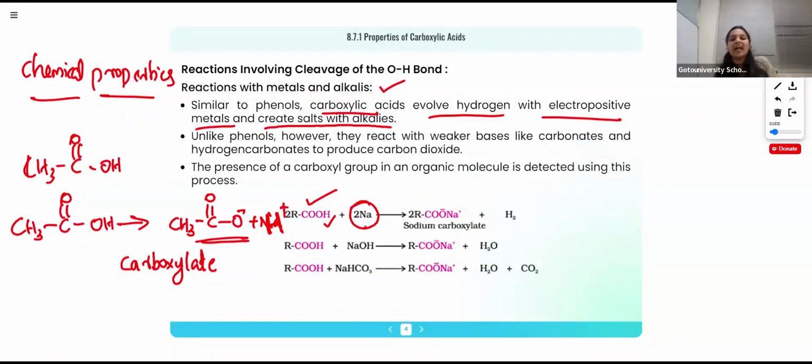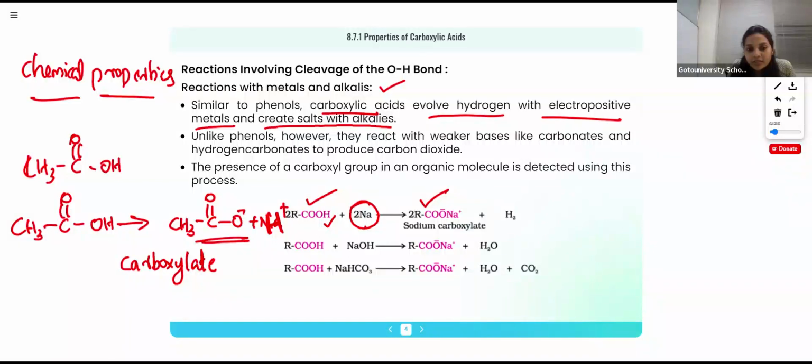So when this acid is reacting with a metal, what will happen? First the acid will undergo ionization. On ionization, it will produce the CH3COO minus ion and H plus ion. Then this CH3COO minus ion will react with the metal ion and produce CH3COONa, meaning this hydrogen is replaced by the metal sodium. Whatever the metal, the same reaction will take place.